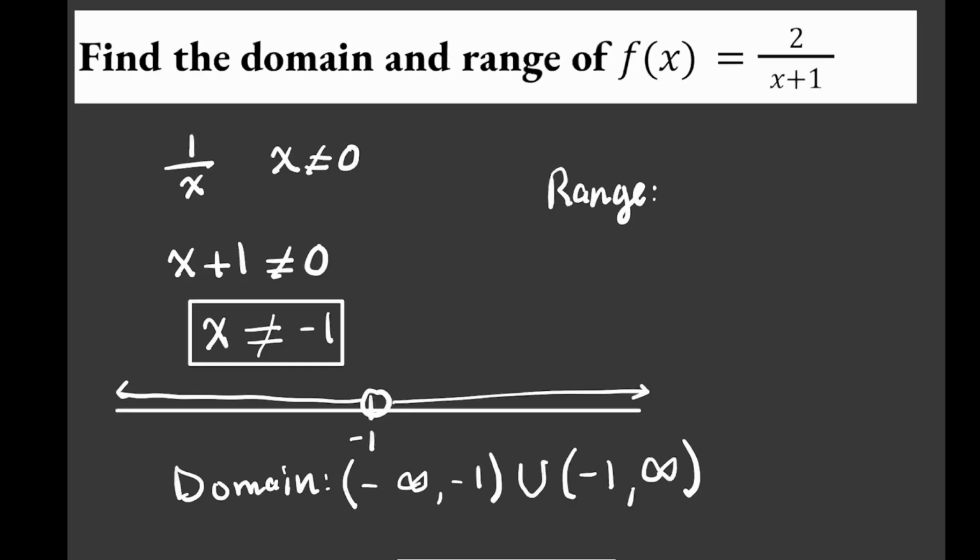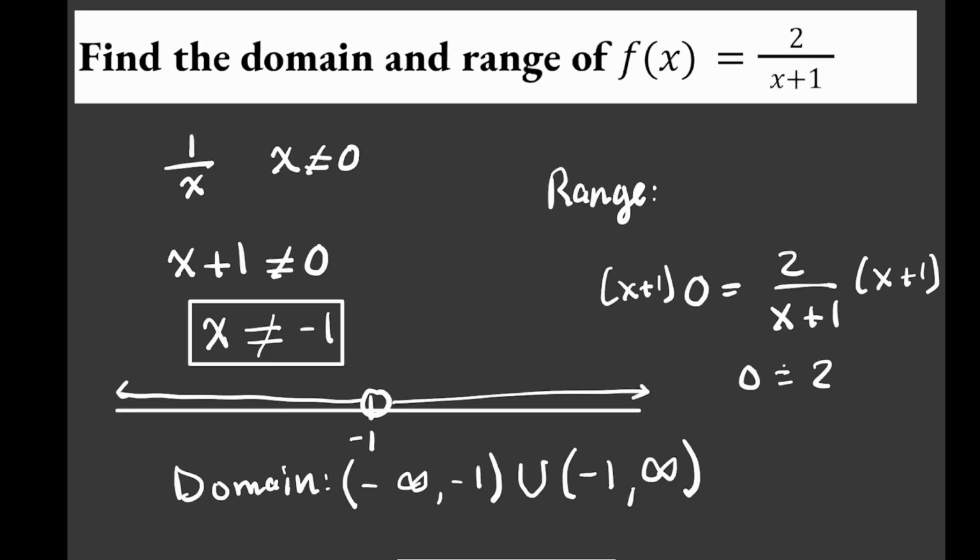So no matter what your number on the denominator is, you're never going to obtain a 0 as your outcome. You can also look at it as testing the 0. So you can just put 0 for f of x, 2 over x plus 1. Multiplying by the denominator would get you 0 is equal to 2, which is not a true statement. So here I would say that my range is from negative infinity, comma, 0, union 0, comma, infinity.